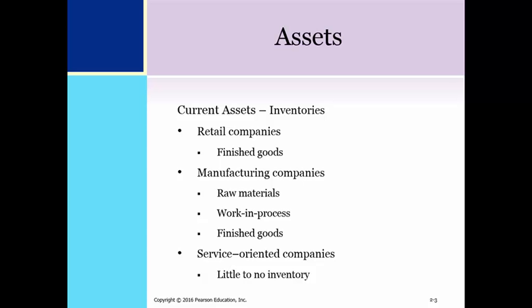Manufacturing firms carry three different categories of inventory: the raw materials, which will be used to make a product; the unfinished products, which have been started but not completed at the end of an accounting period, called work in process; and finished goods, which are the completed products. Retailers and wholesalers carry finished goods.